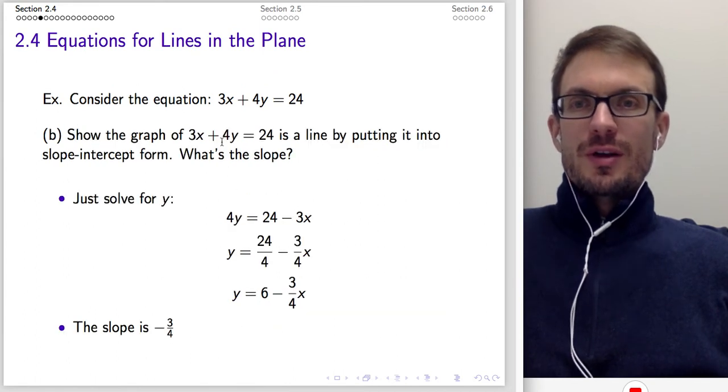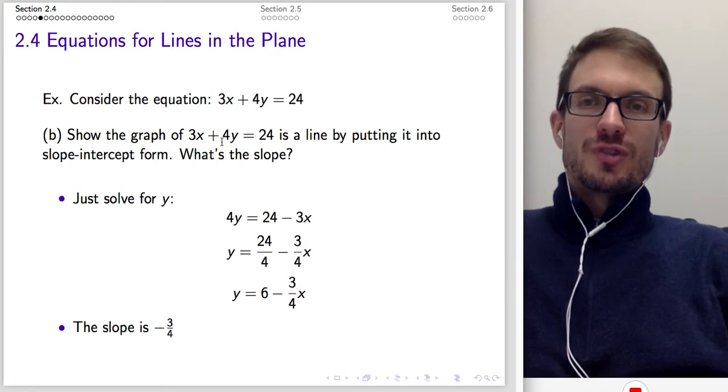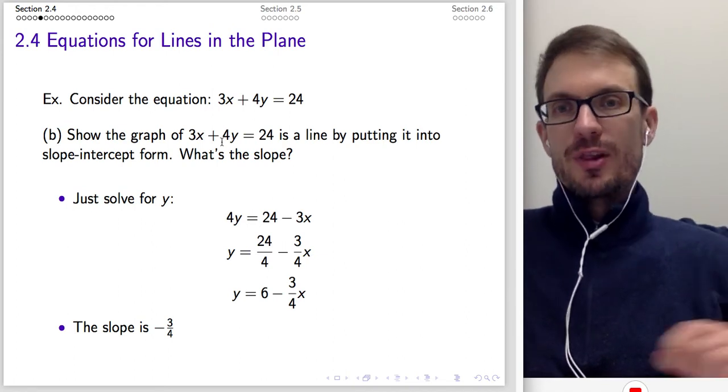Okay, so another thing we can do is put this into slope-intercept form and then find the slope of the line.